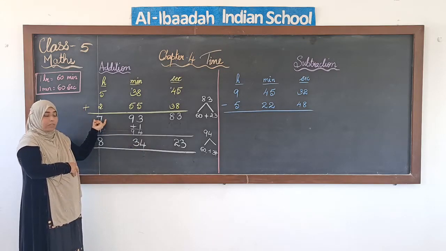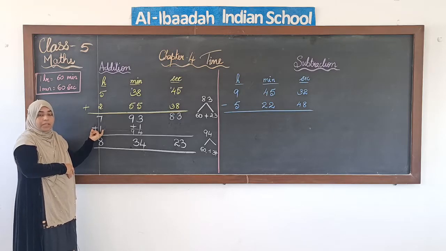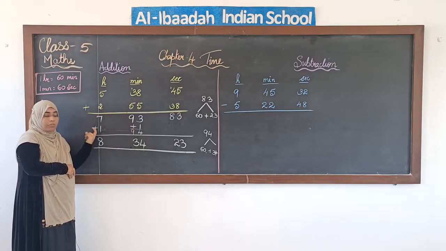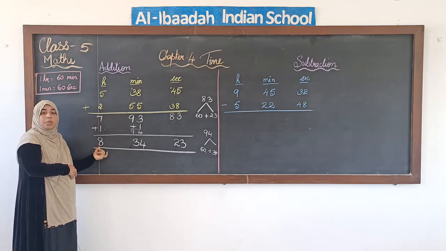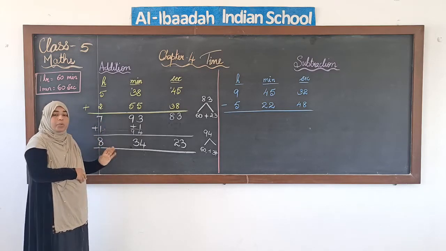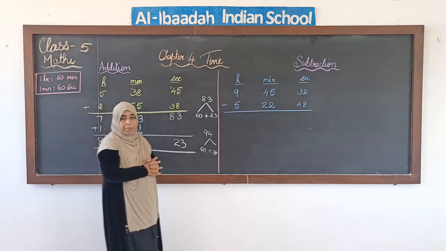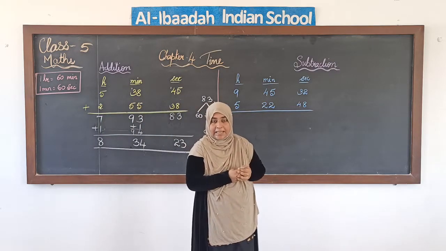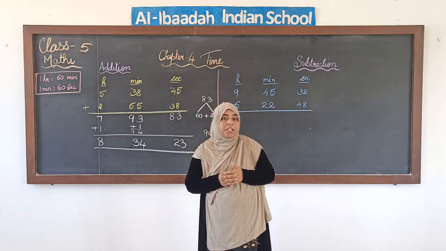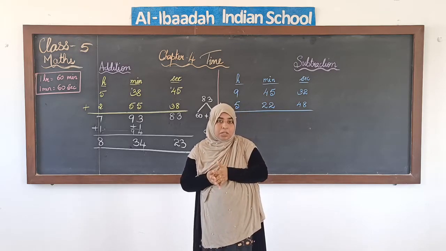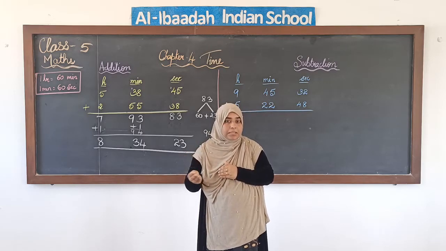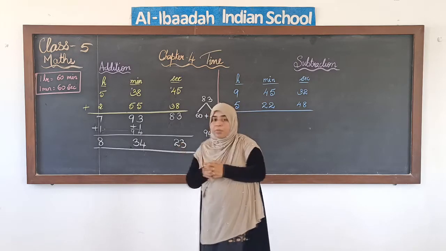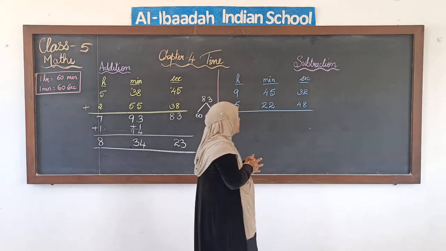7 hours we had. We have added 1 more hour to it from the minutes section, right? So 7 plus 1 is equal to 8. This is how we do addition of time. Okay, we have to convert. If we get more than 60 seconds or more than 60 minutes, we have to convert it to minutes or hours. Okay, I hope you have understood the addition of time.